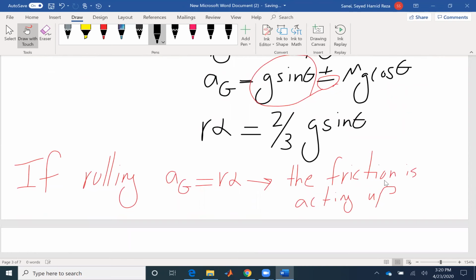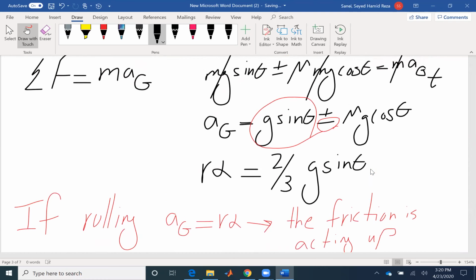So for a disc rolling on an inclined surface, regardless of the direction of rolling, whether it's rolling up or whether it's rolling down, the friction force is acting up. So that's an interesting finding for us.